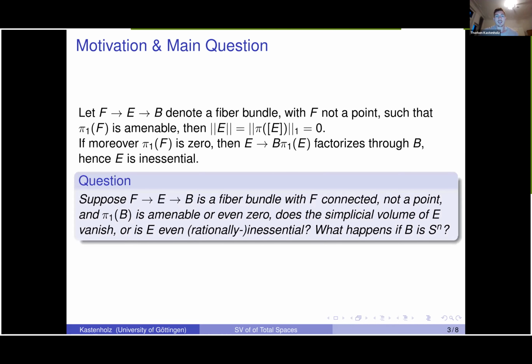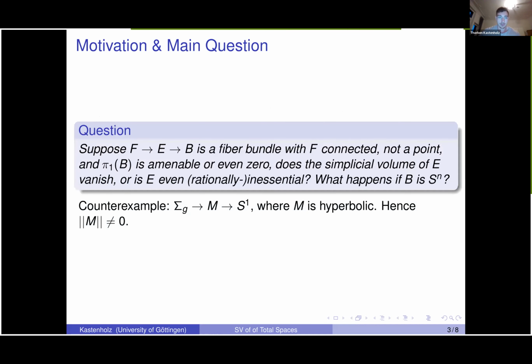And so what Jens and I asked ourselves is, okay, what happens if we turn this around? So suppose we have a bundle, again, where F is connected and not a point, and the fundamental group of the base is now amenable or even 0. Does the simplicial volume of the total space actually have to vanish? And moreover, is E even rationally inessential? And a little bit more specifically, what happens if the base is a sphere, which is of course the easiest manifold one can think of with amenable or 0 fundamental group.